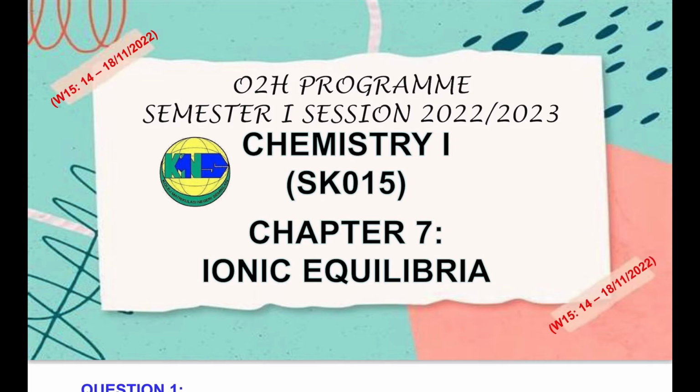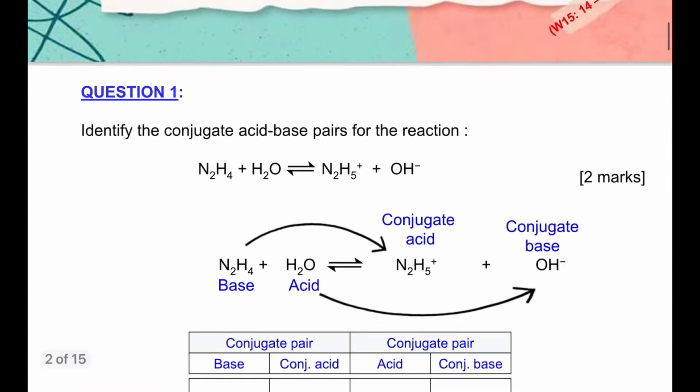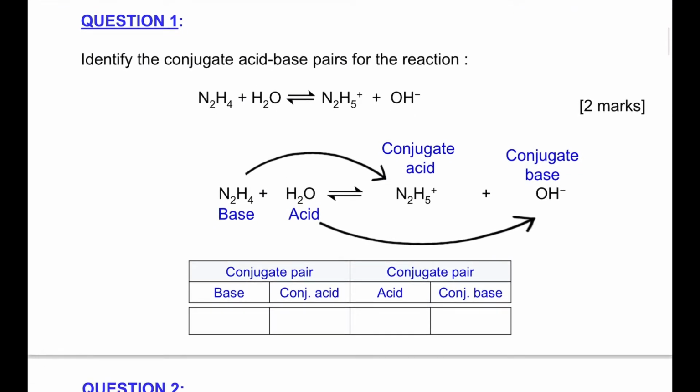Now let's start our revision for Zero to Hero Ionic Equilibria. Question number 1. Identify the conjugate acid-base pair for the reaction.